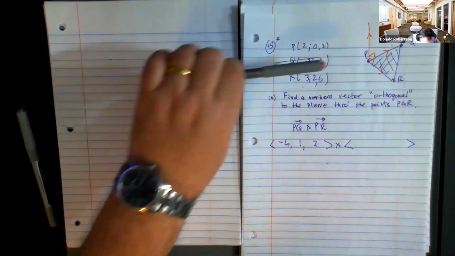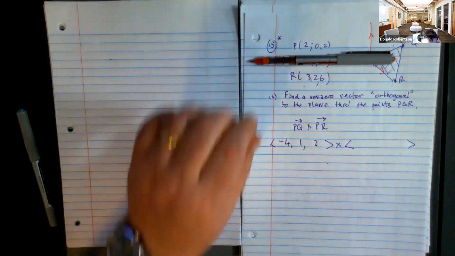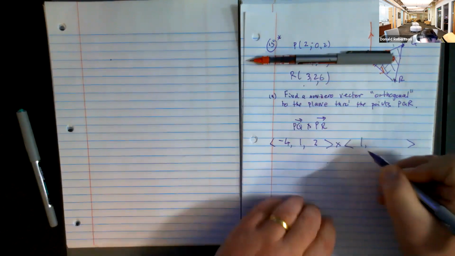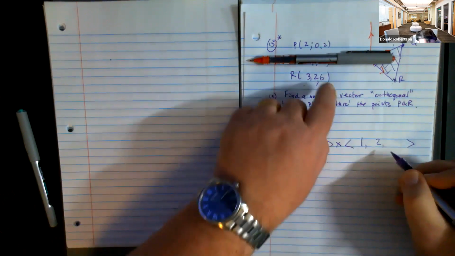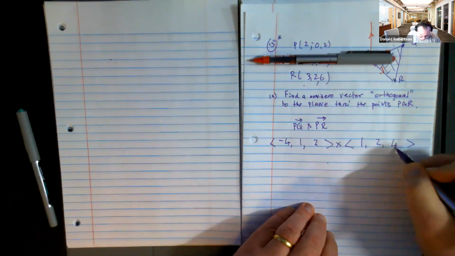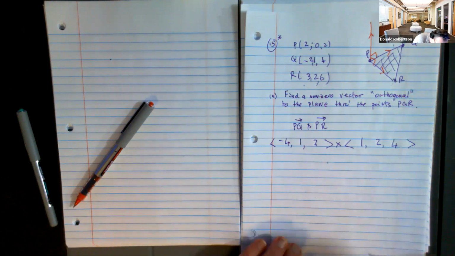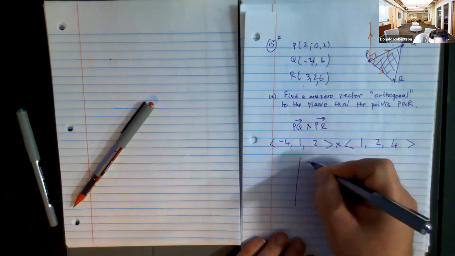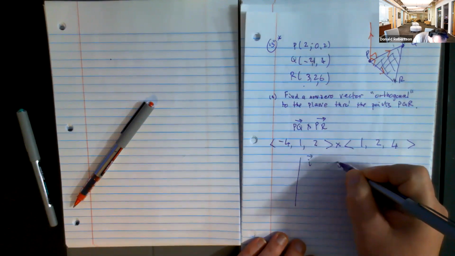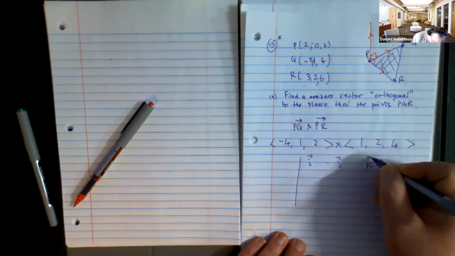Now, if I want to do PR, 3 take away 2, 2 take away 0, 6 take away 4. Sorry, 6 take away 2 gets you 4. Are you comfortable about PQ and PR now? Okay, cross product coming up. Going to be an I, going to be a J, going to be a K.